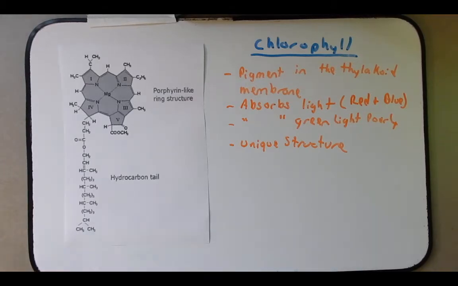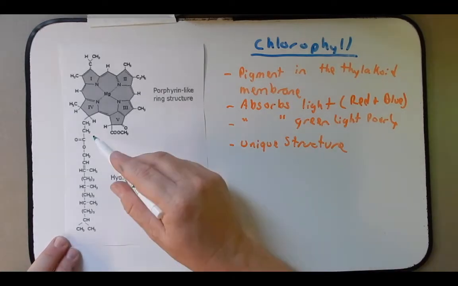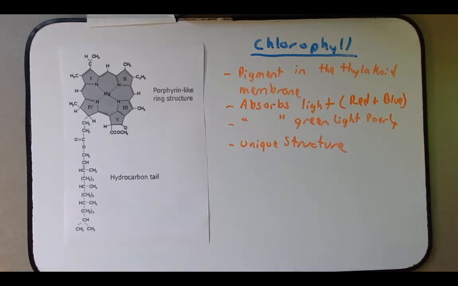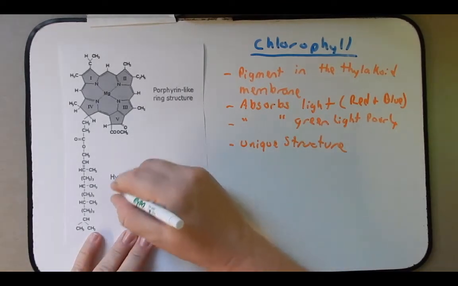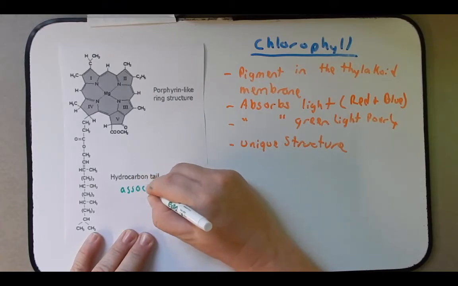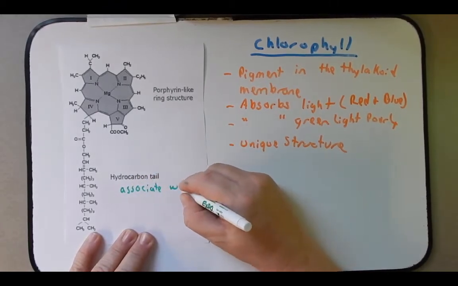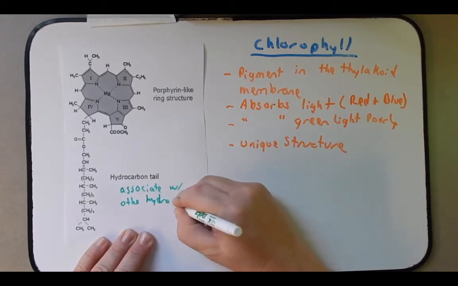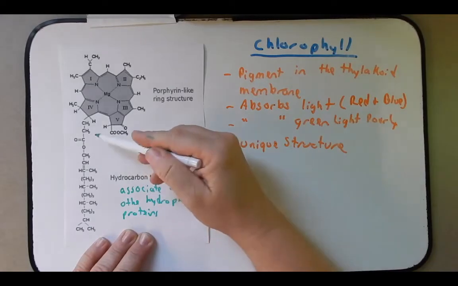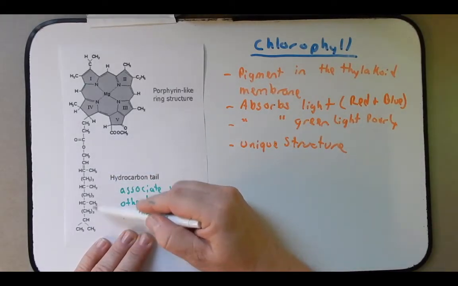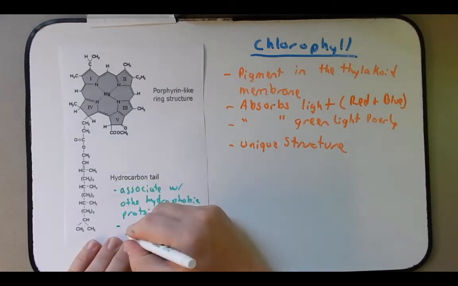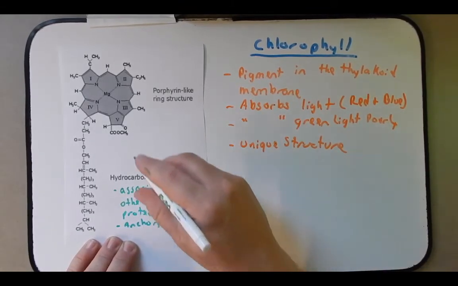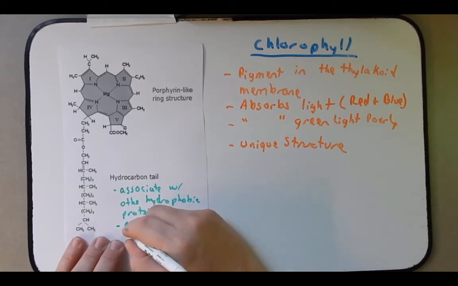There are two main components of a chlorophyll molecule: the hydrocarbon tail, shown here, and the porphyrin-like ring structure. The hydrocarbon tail is important because it will help chlorophyll associate with other hydrophobic proteins. As you can see here, this tail is also very hydrophobic, and together it anchors with these other proteins. It anchors the chlorophyll molecule to the thylakoid membrane.